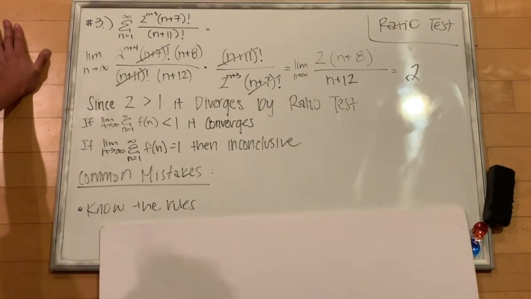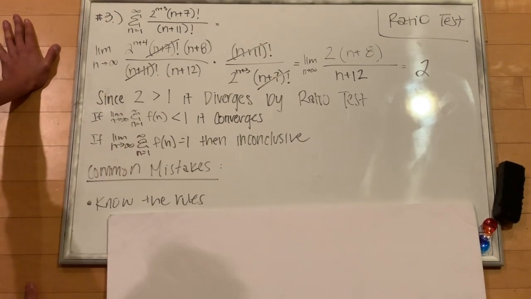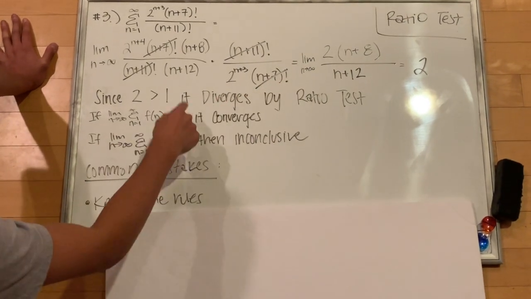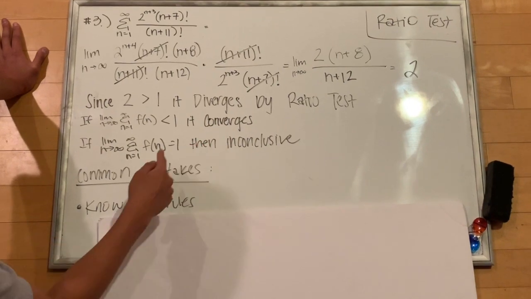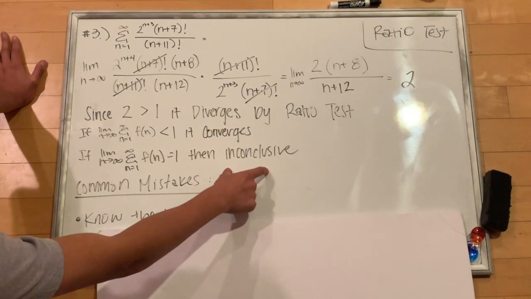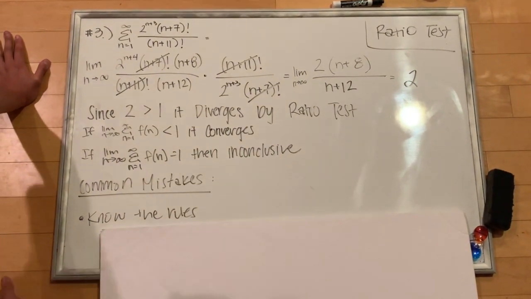And some common mistakes is basically just to know the rules. So if your output is greater than 1, it diverges by the ratio test. If your output is less than 1, it converges. And if your output is 1, then it's inconclusive, and you have to use another test.